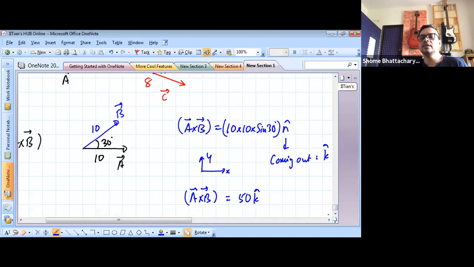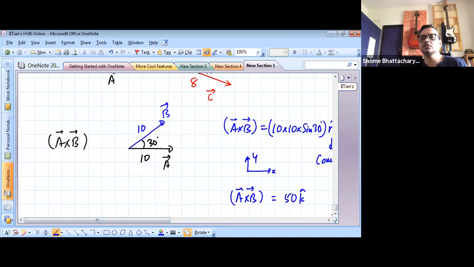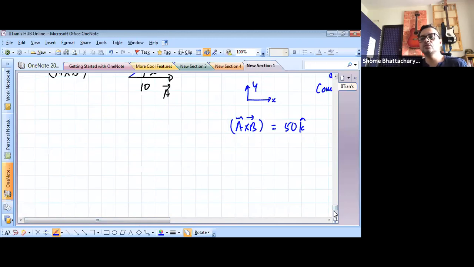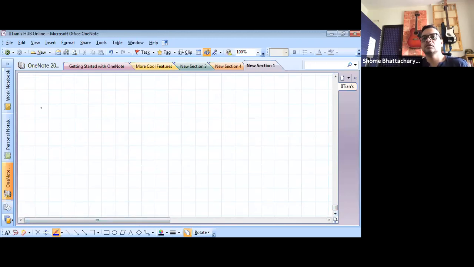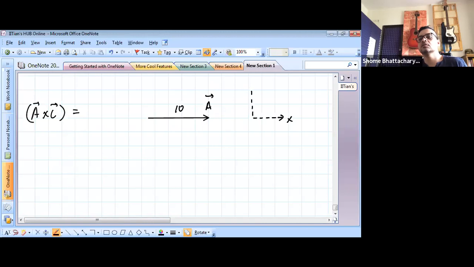Now similarly, you calculate A cross C and then show that A cross B plus A cross C will give you this. Okay. So similarly, next what we'll do is we calculate A cross C. So for A cross C, the vector A is like this along our x-axis, whereas our vector C is now like this. Its magnitude is less. Its magnitude is 8 units, and this angle is 30 degrees.